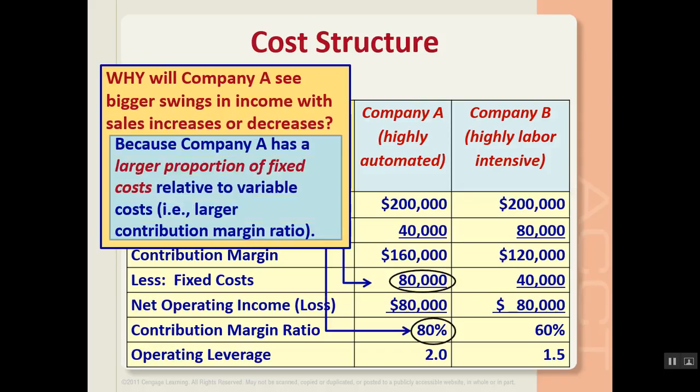Why is that? Because Company A has a larger portion of fixed costs relative to their variable costs, meaning, or said differently, that they have the higher contribution margin ratio. A company with a higher contribution margin ratio is more susceptible to large swings in income with those corresponding swings in sales volume.